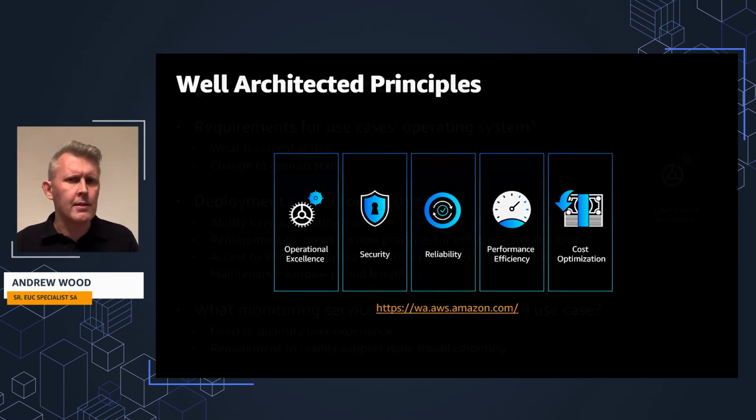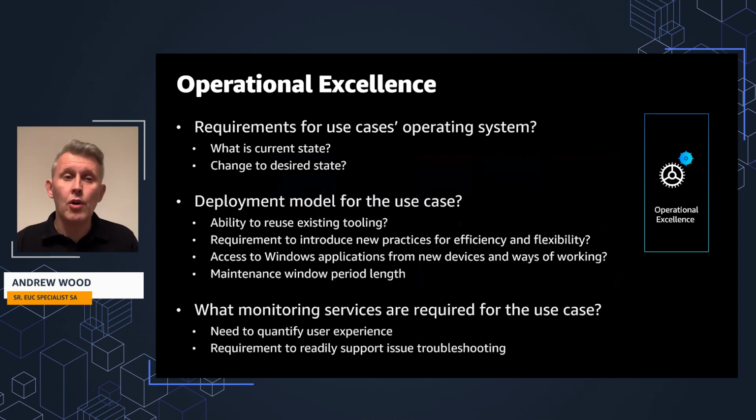So for operational excellence, that's the ability to run and monitor systems to deliver business value and continually improve supporting processes and procedures. Operational design principles include looking to perform operations as code, and to design WorkSpaces and AppStream services to allow components to be updated regularly with minimal impact to the users. Key questions include requirements for application operating system.